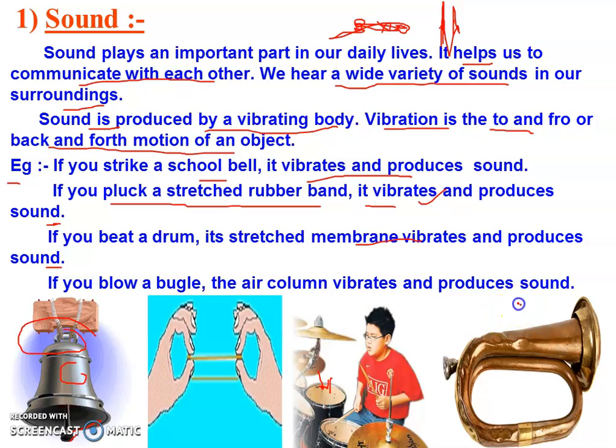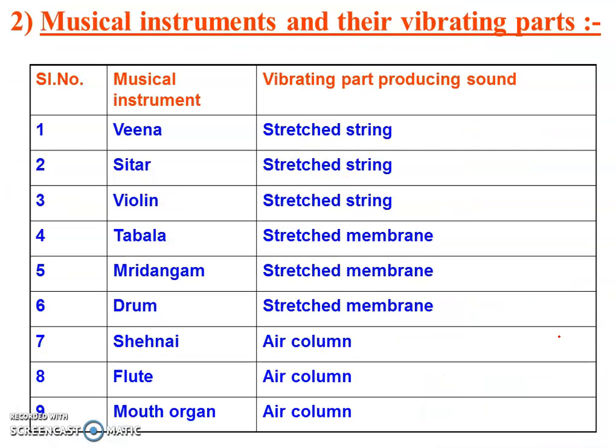Now see this instrument. This is a bugle. When we blow the bugle, we are blowing air from this side, the air column vibrates and produces sound. The air column inside this bugle vibrates when we blow the air and it produces the sound. Now, there are a few musical instruments, and in each of them there are vibrating parts.